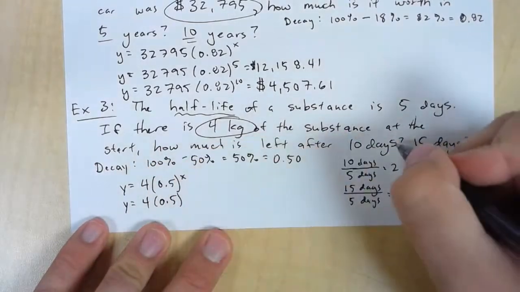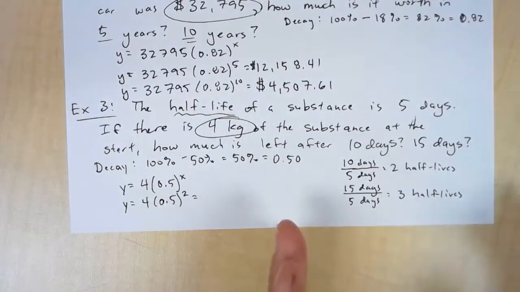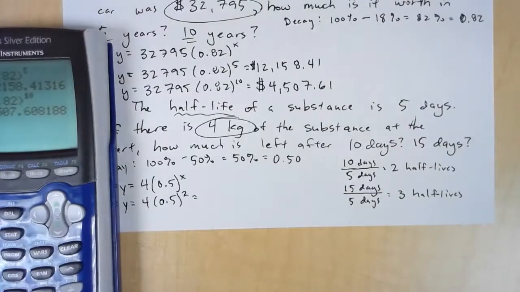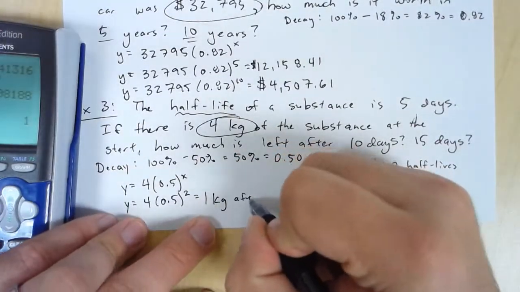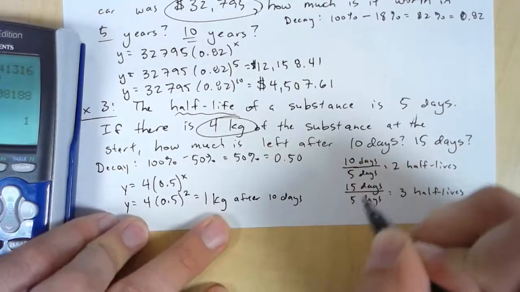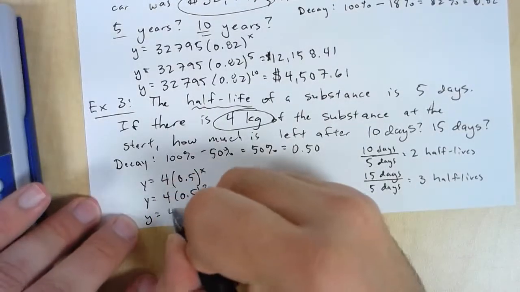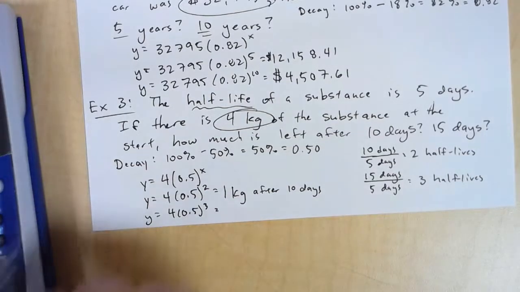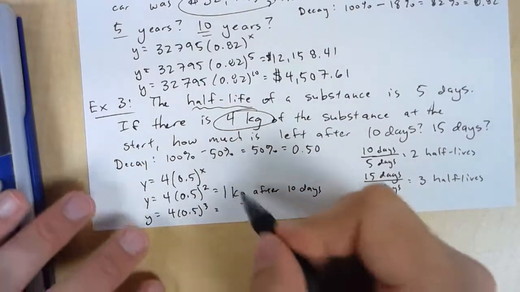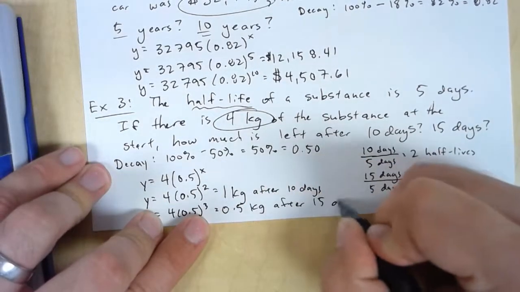Our first x for 10 days is going to be 2 half-lives, because it happens half for 5 and then another half for 10. That says half of a half. So we do 4 times 0.5 to the second power, and 1 kilogram is left after 10 days. I'm writing this after 10 days because it's not as apparent which one of these is for. So y equals 4 times 0.5 to the third power. It's another half-life, which says we should have half of this, which we do. We get 0.5 kilograms after 15 days.